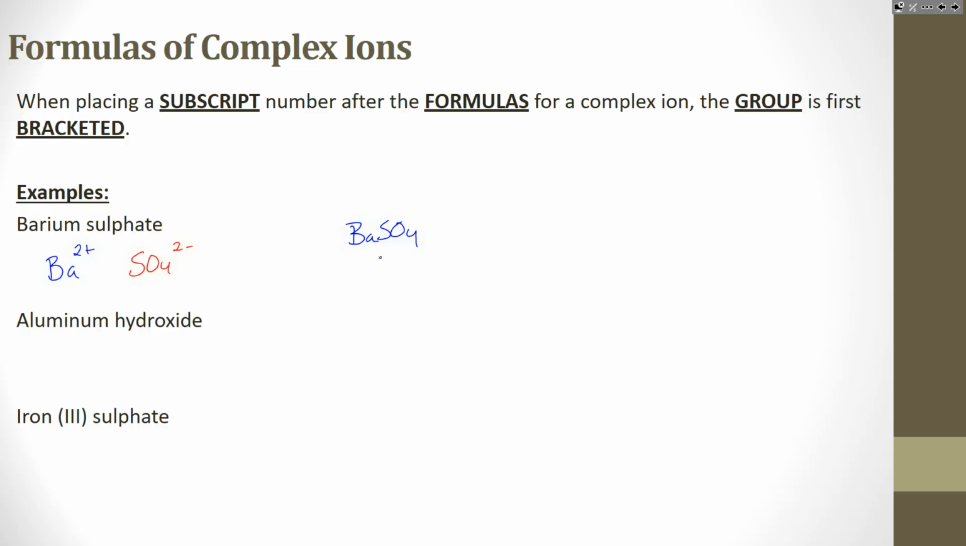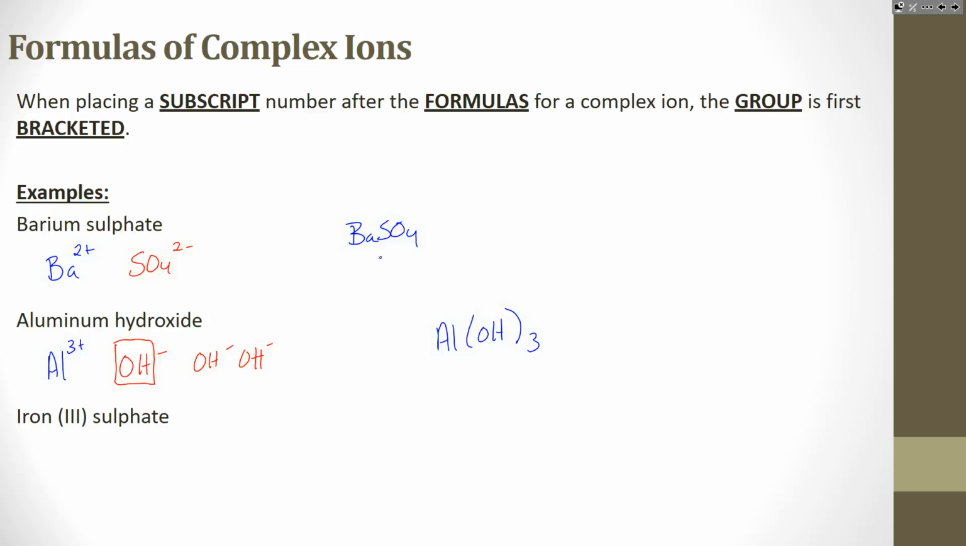But if we do aluminum, so aluminum is Al, and it's in the third column, so 3+. Then we look up hydroxide, and that's OH with a minus. Now we treat this as one whole thing with a minus charge. So to get 3 minuses, I'm going to need another OH and another OH. So I'm going to need 3 OHs. So I'm going to write it like this, Al(OH)3. But notice I had to put brackets there.